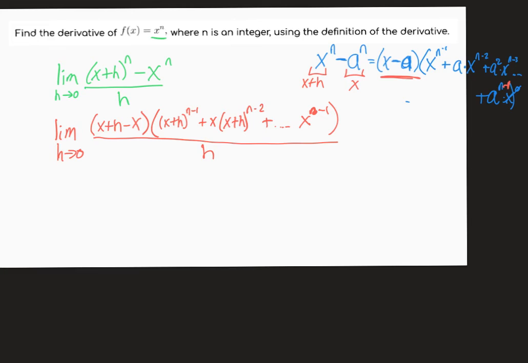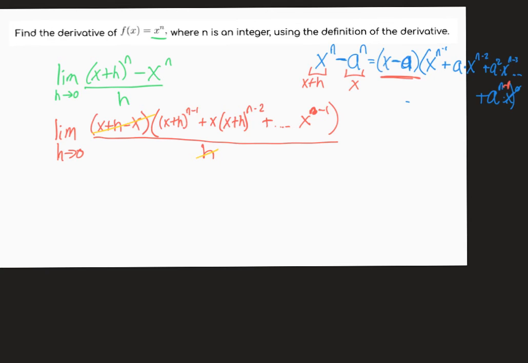This is still over h. And you might notice that my x plus h minus x and h on the bottom are going to cancel out. So here's the weird thing that's going to happen here. What we're going to end up doing is plugging in our limit, because now we no longer have the 0 over 0 issue. And we're going to notice something happening.